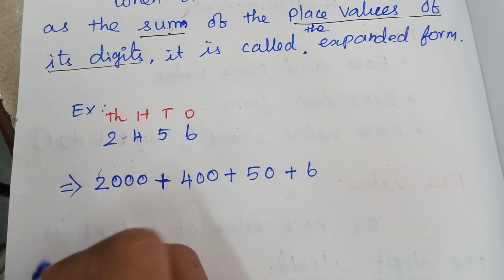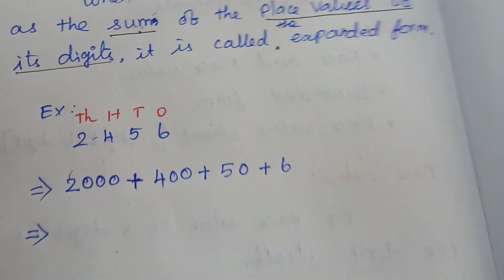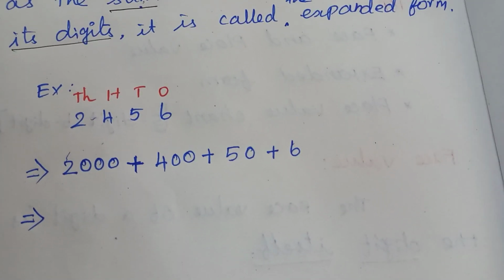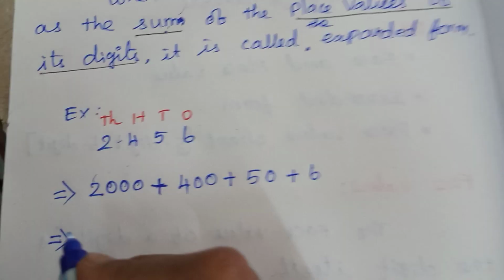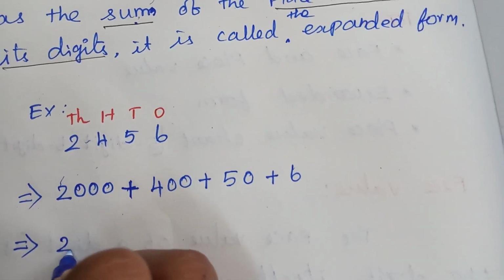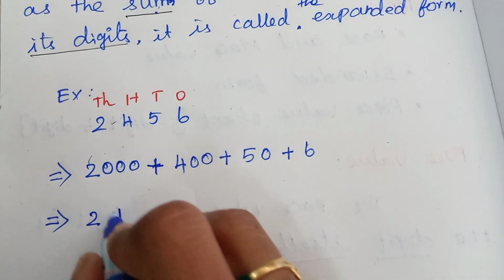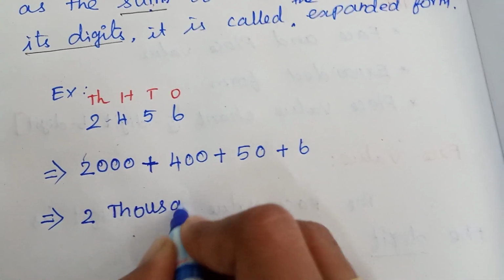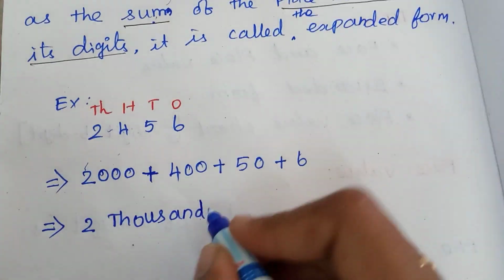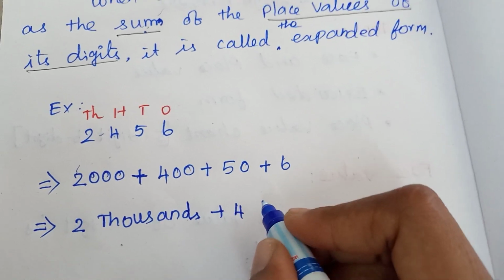Okay, next I move to the next method. In this method you have to know the spelling of all the places. Okay, that is very important. Here also I am going to start with thousands. So what number is in the thousands place? 2. 2 in which place? Thousands. So you have to write thousands.